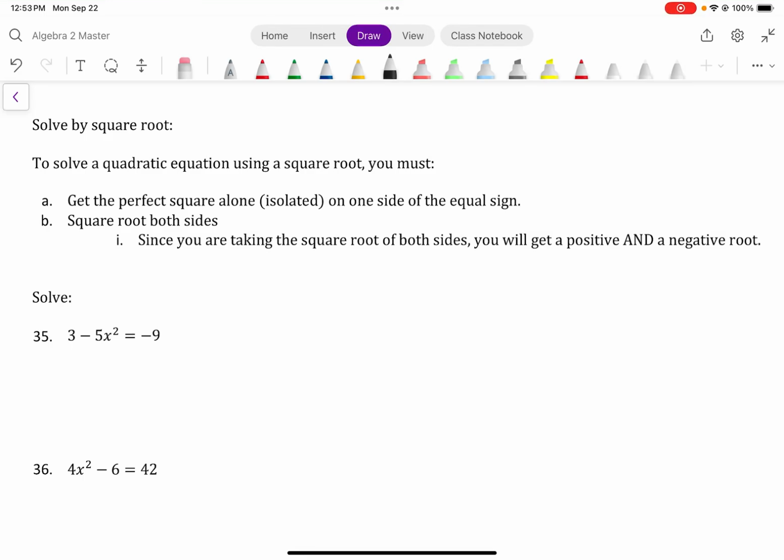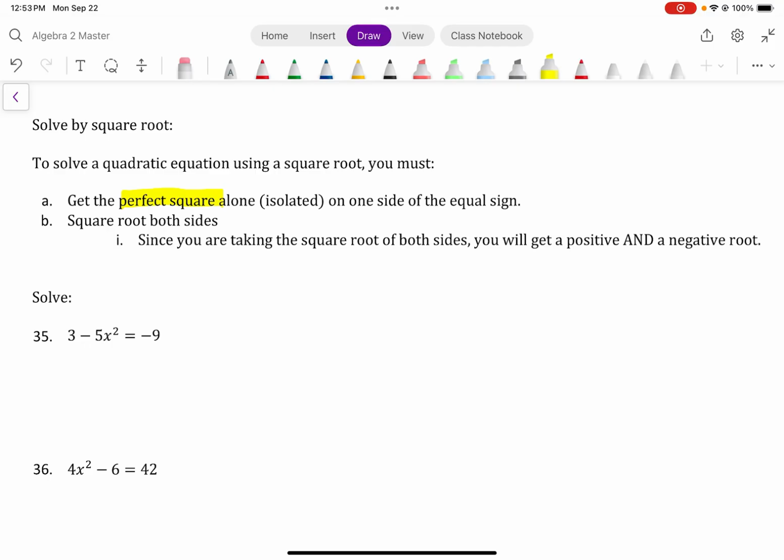In this video, we get to finally solve by square roots. So to solve a quadratic equation using a square root, you need two things. One, you need to get the perfect square alone or isolated on one side of the equal sign, and then square root both sides.